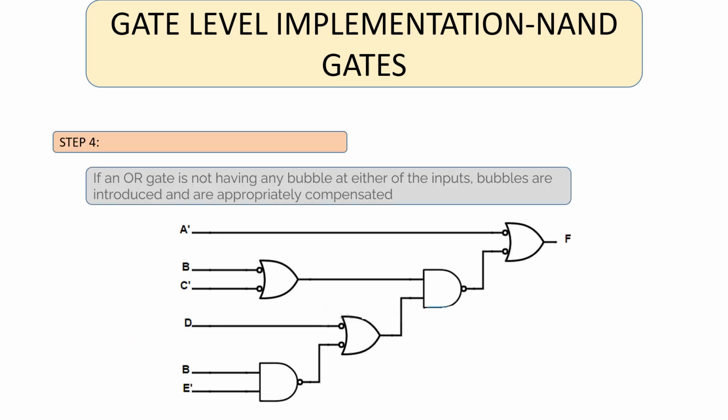So consider this OR gate. In the previous slide, there were no bubbles at the input, so bubbles are deliberately introduced. What do you mean by appropriately compensating? When you look at the previous slide, you can see that the inputs to this OR gate are B bar and C. Since bubbles are deliberately introduced, we invert the two literals and they now become B and C bar.